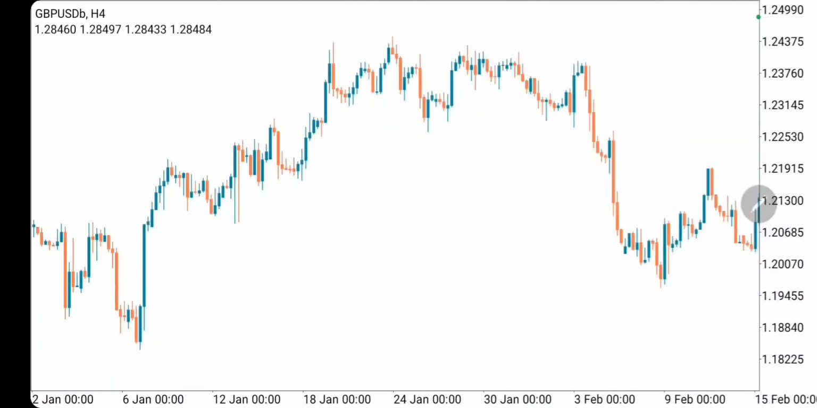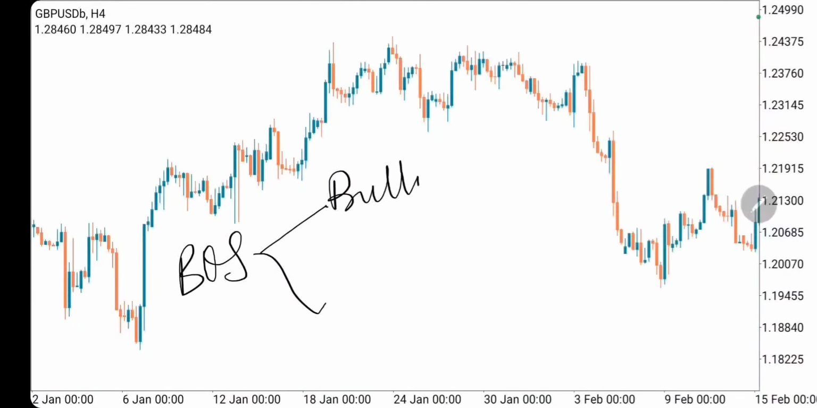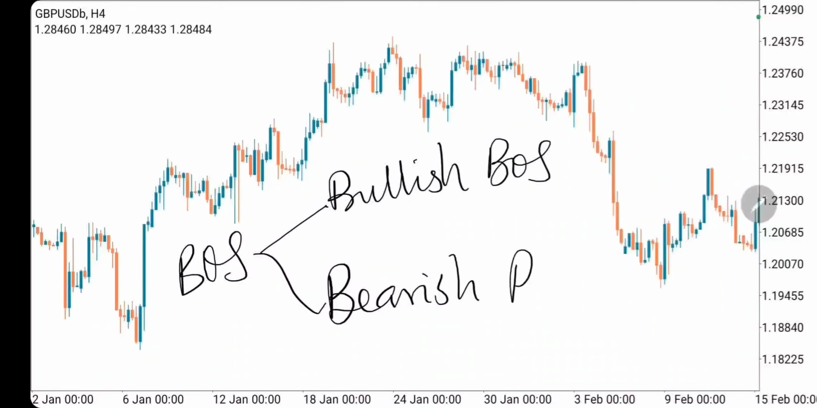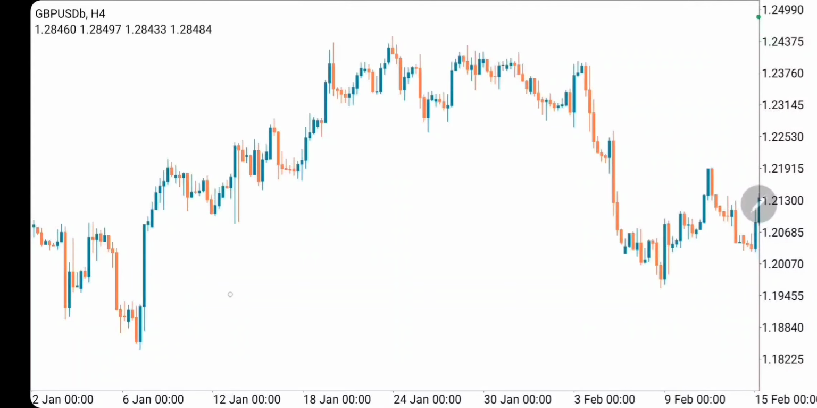Now, we have two types of break of structure. The break of structure is classified into the bullish break of structure and the bearish break of structure. I'm going to show you this in a while as well. So now let me show you the bullish break of structure.